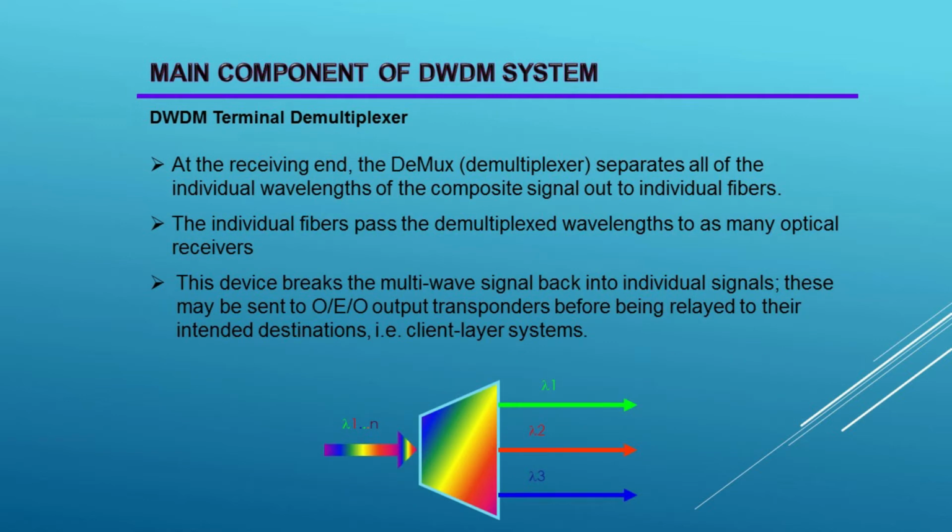DWDM terminal demultiplexer. At the receiving end, the DMUX demultiplexer separates all of the individual wavelengths of the composite signal out to individual fibers. The individual fibers pass the demultiplexed wavelengths to as many optical receivers. This device breaks the multi-wave signal back into individual signals. These may be sent to OEO output transponders before being relayed to their intended destinations, client layer systems.